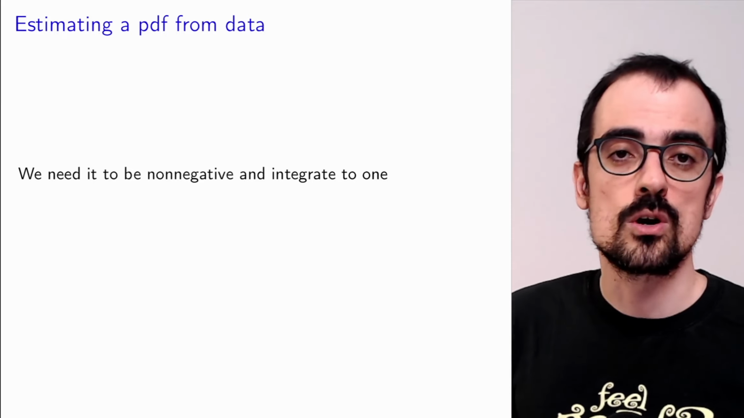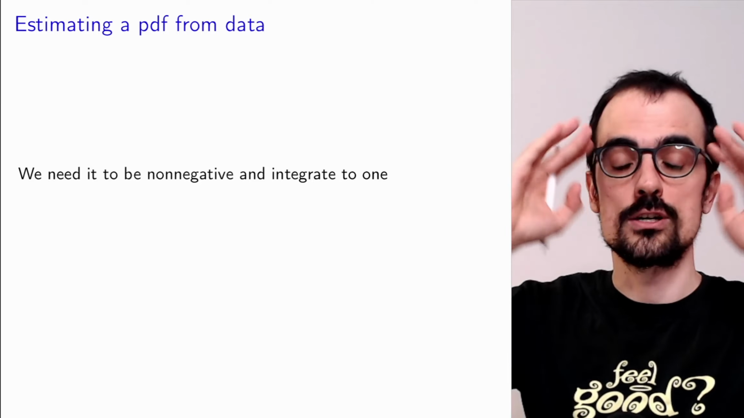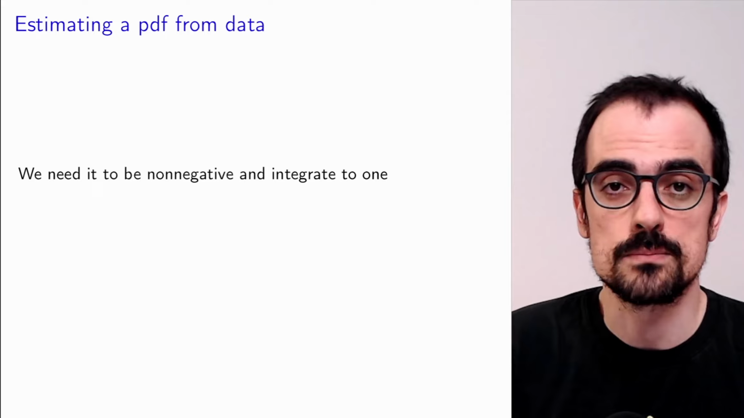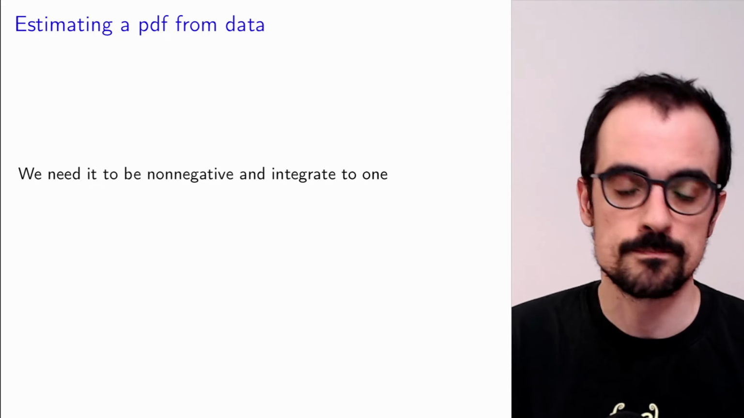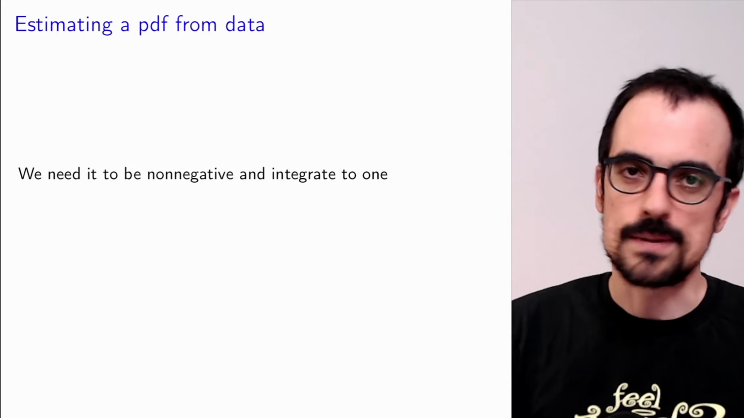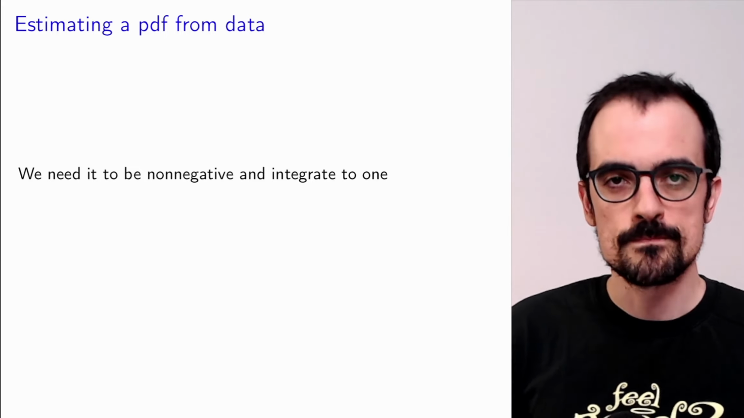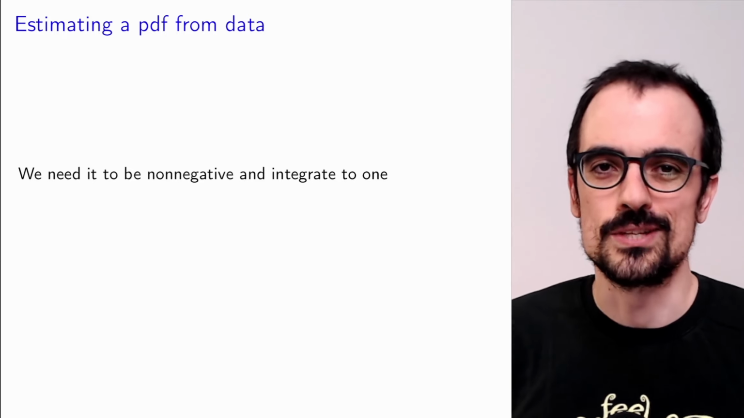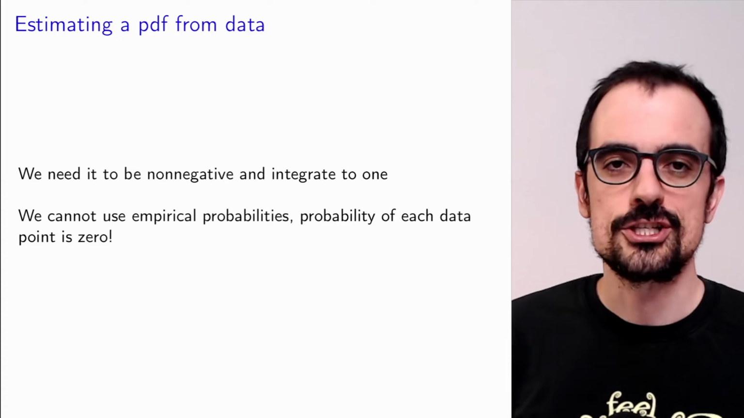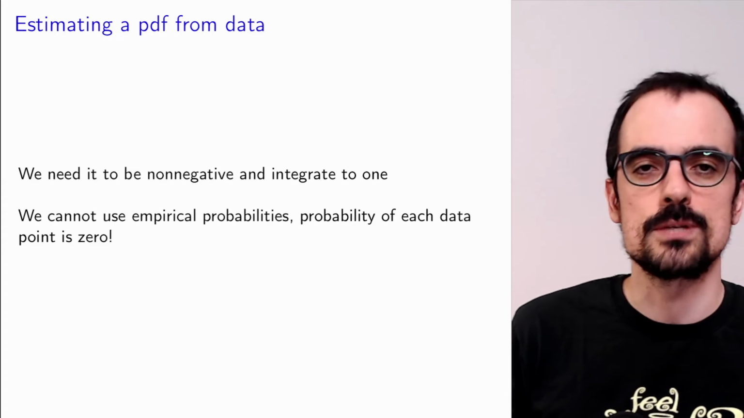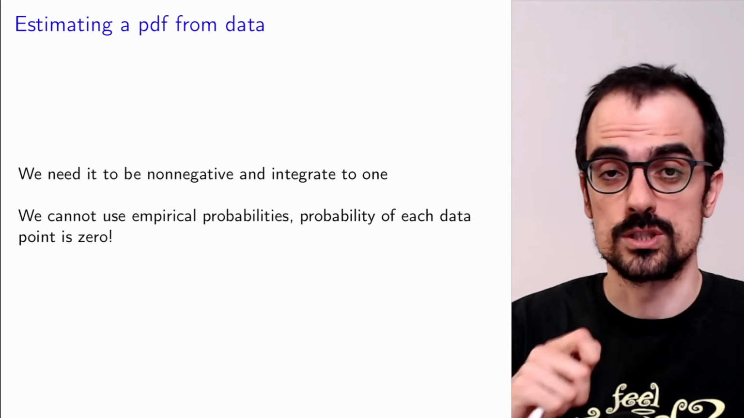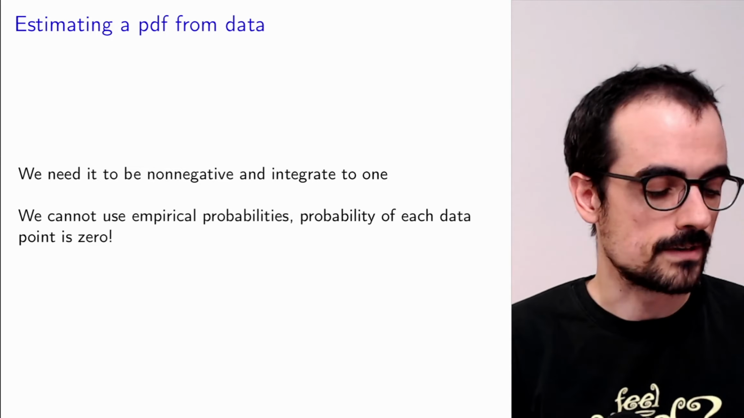So as I said before, once we have a non-negative function that integrates to 1, we have a valid joint PDF. But how do we get that from data? Today we're going to take a look at a non-parametric approach where we don't make any parametric assumptions to estimate the density. In a couple of videos we will see how to do this parametrically. So an issue here is that we cannot use empirical probabilities because the probability of each data point is 0. This we already encountered in 1D, where we were considering just a single continuous random variable.